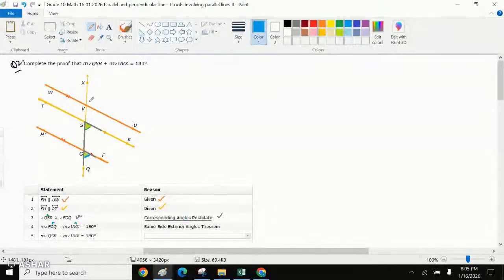U, V, and X. This given angle, right? They are saying when these two angles, this angle and this angle, are added together, the sum of these two angles would be 180, supplementary, right? Supplementary angles. Let's see how it is possible.